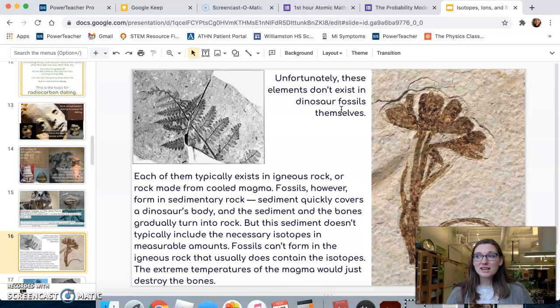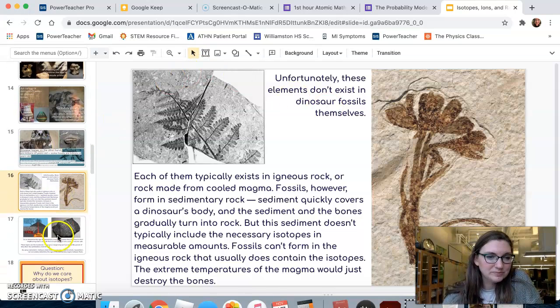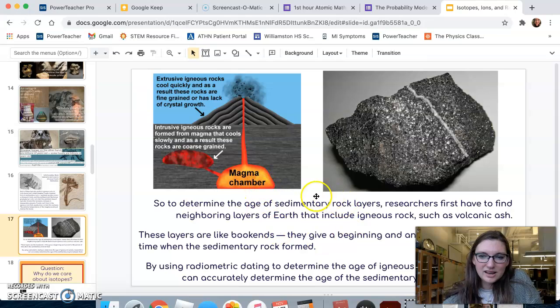But dinosaurs get fossilized in the sediment of rivers. So those uranium and other elements are just not going to show up in the fossils themselves. So what scientists do is they look for bookends of igneous rock so that they can test the ages of those, and then they can find out the age of the dinosaur fossils that are between those rocks, between those ages.